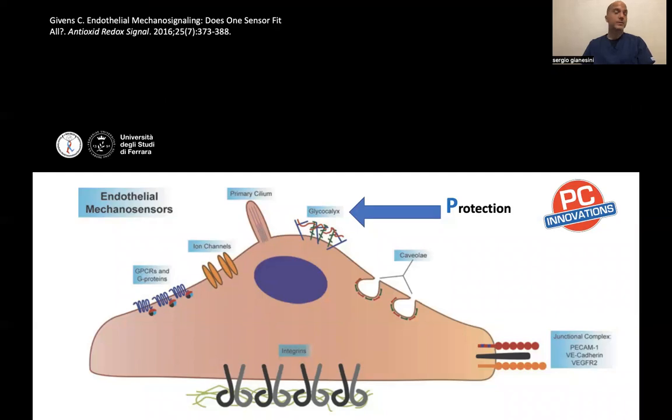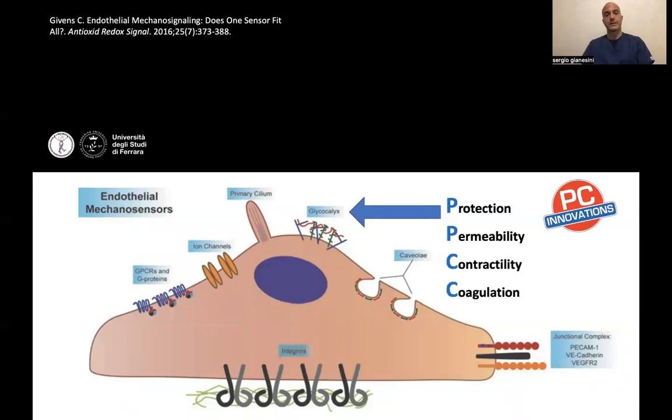And to remember what it does, I usually think about the PC, the personal computer. So permeability, P, protection, P, C, coagulation balance, and C, contractility. So we have permeability regulation, we have protection of the endothelium lining, we have contractility regulation of the vessel, and we have balance on the coagulation.